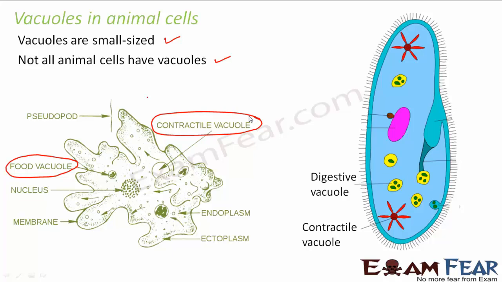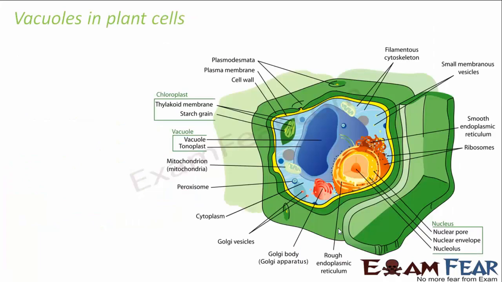Similarly, another example is a ciliate. What is a ciliate? The protozoa which has these hair-like structures called cilia throughout its body, right? So here also they have a digestive vacuole which helps in digestion. Again, it has another contractile vacuole which helps in movement, right? So the different types of vacuole have different functions, but in animal cells it is generally seen that their size is small. On the other hand, in plant cells, the vacuoles are large in size.